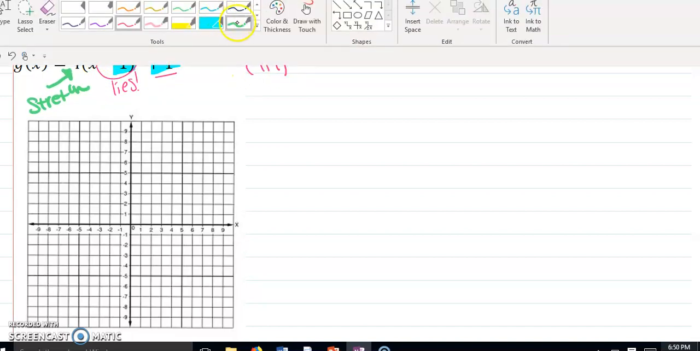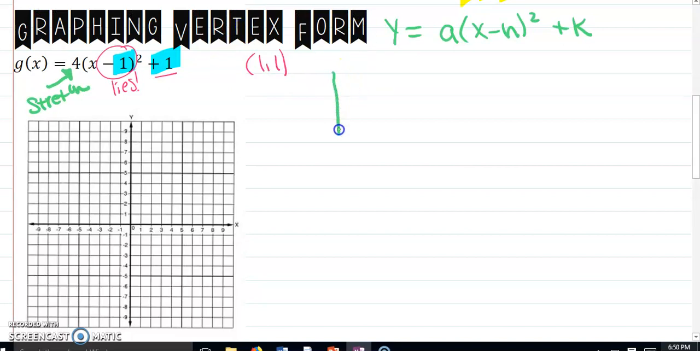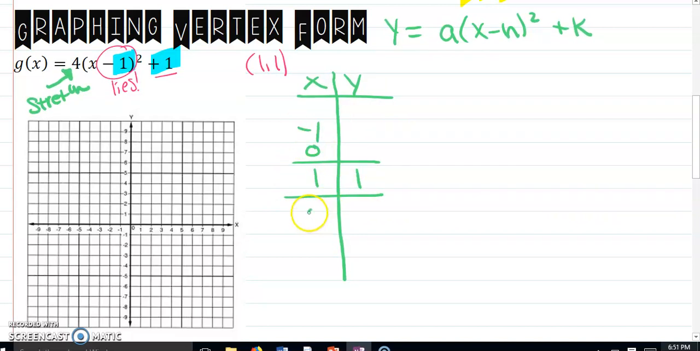This is a lot easier than standard form because I don't have to find the axis of symmetry. I don't have to find the vertex. It tells all of that. I still put it in the middle, and I'll pick 2 points before and 2 points after. And if we need more, we can always plug in more.